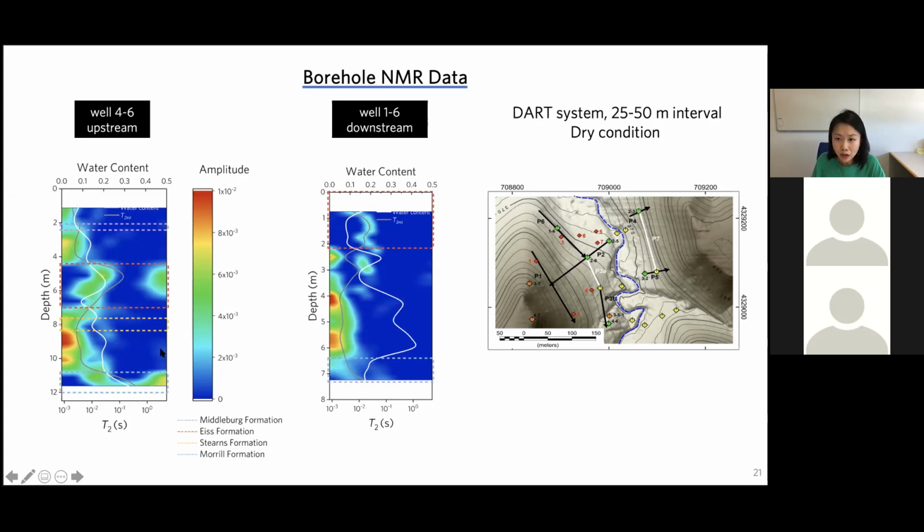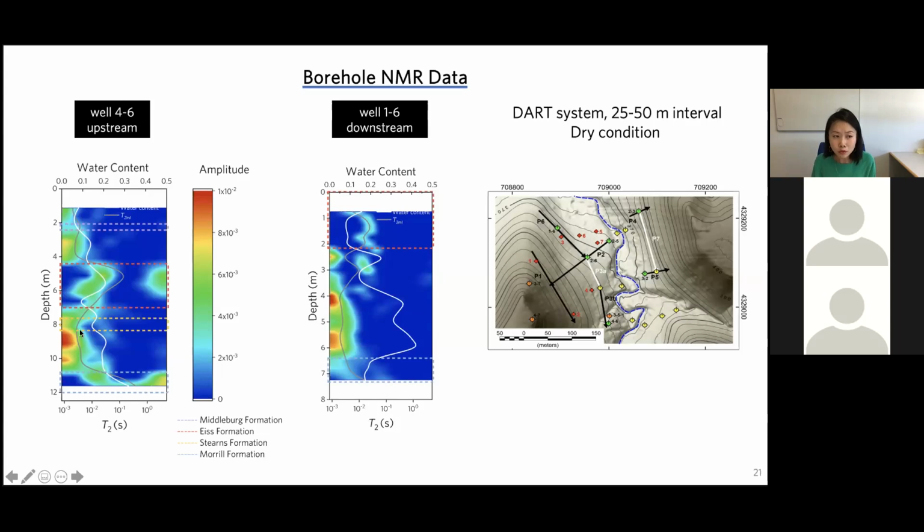So the shallowest borehole NMR data we did is confined by the depth of the well. The shallowest one we did is well 2-5, which is this one, and the deepest one we did is actually this one, 4-6. And we can see this shale layer actually has higher water content, while the T2 distribution data show such high water content almost entirely resides in the small pores.